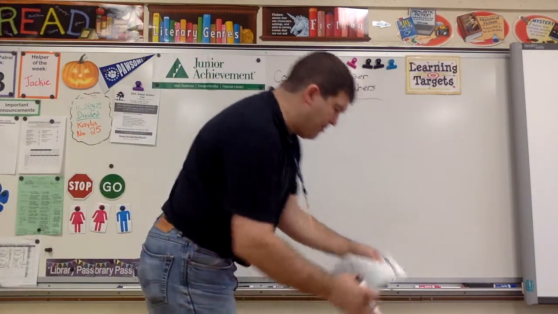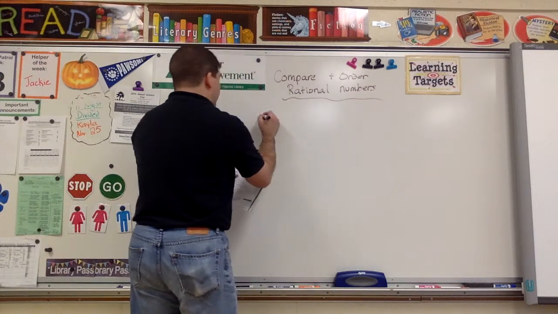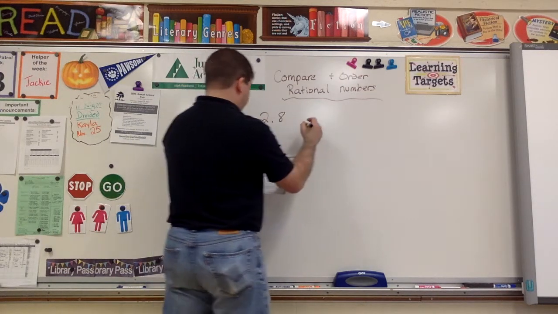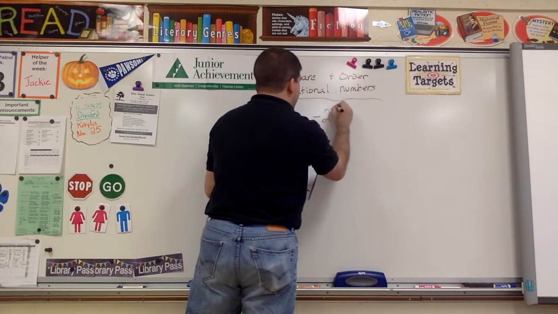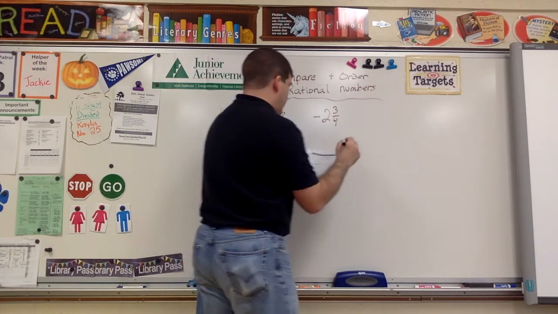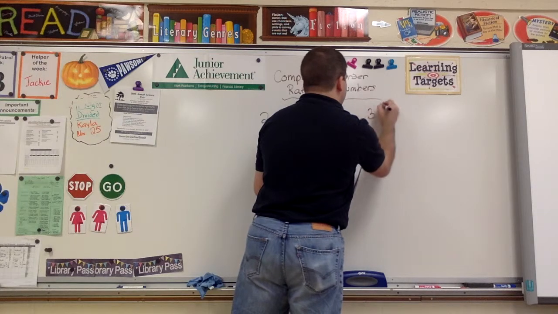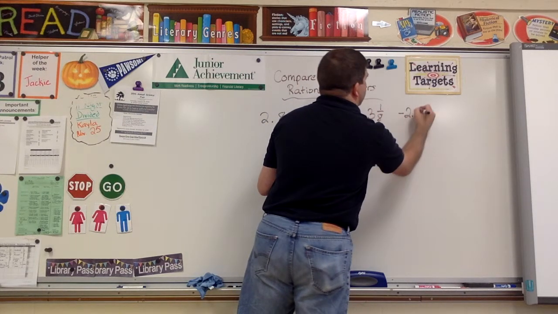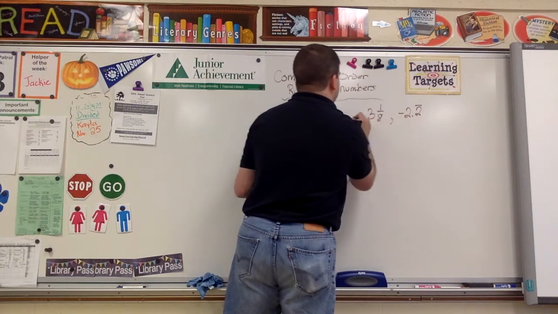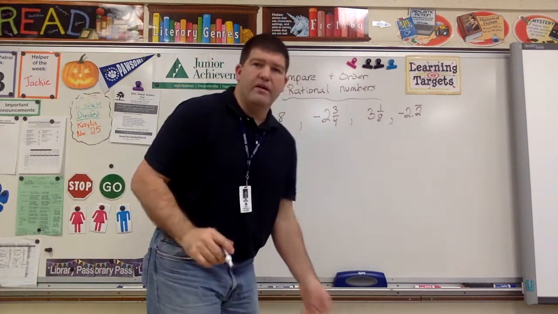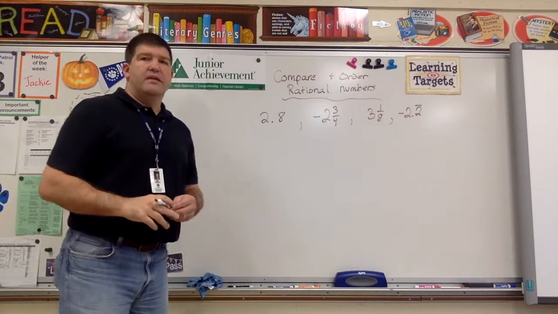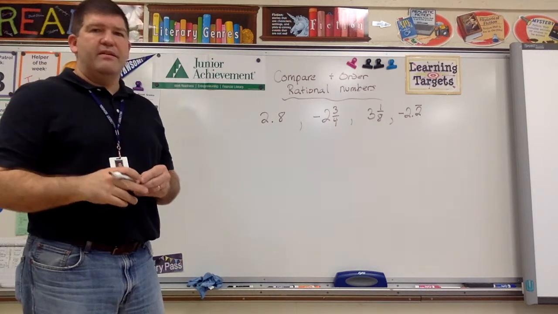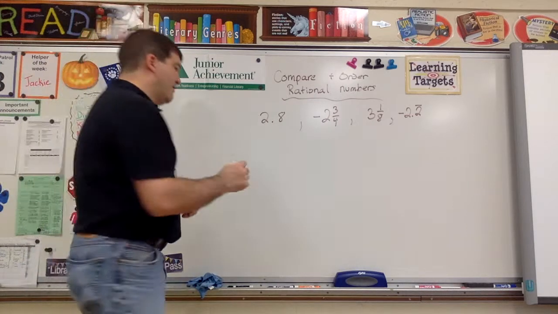I'm going to do a problem. Let's see, we have four numbers: 2.8, negative 2 and 3/4, 3 and 1/8, and negative 2.2 repeating. Okay, so I have those four numbers, and the thing that helps me visualize it is to put it on a number line.